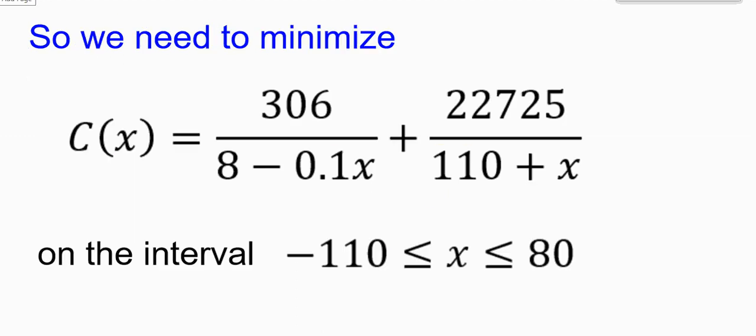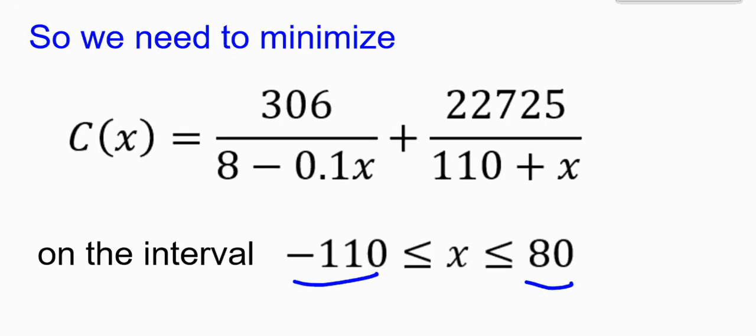So here's the question now as a purely algebraic exercise. I need to minimize the cost equation, and I'm only allowed to look between -110 and 80 for x. So this is the equation that we need to take the derivative of so that we can find critical values and test them. So I'm now going to start writing instead of typing, because it's a lot easier to write math than it is to type it.